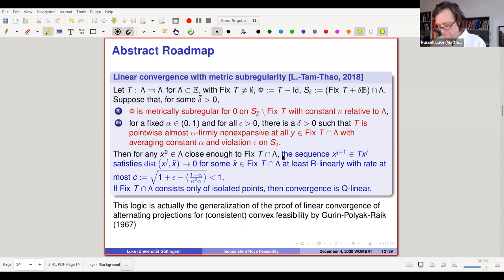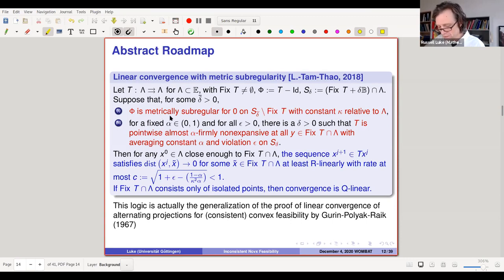Then, and I'll give you the definitions of these in a minute, if you have these two ingredients, then for any point that you start in this subspace close enough to the fixed point set, the fixed point sequence converges to some point in the fixed point set restricted to this lambda, at least R-linearly with a rate given by this. So you see how the constants of regularity here figure into the rate constant for convergence.